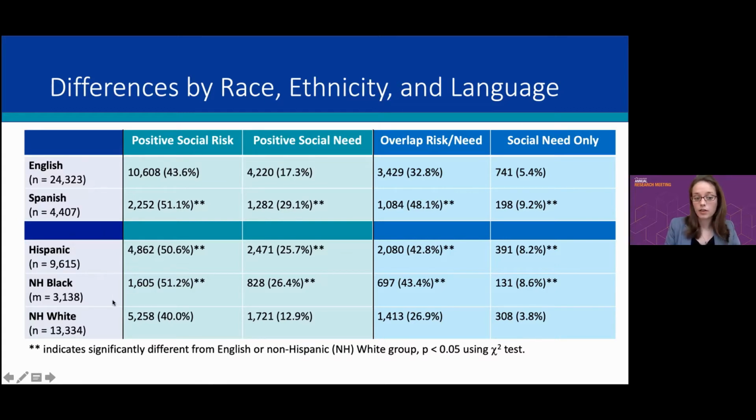And then in our race and ethnicity groups, we saw that those patients who identified as Hispanic or non-Hispanic Black had significantly higher proportions of reported social risk, social need, and also who reported social need in the absence of social risk. And that was significantly higher than in our non-Hispanic white patient group.